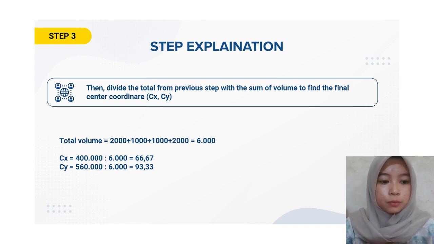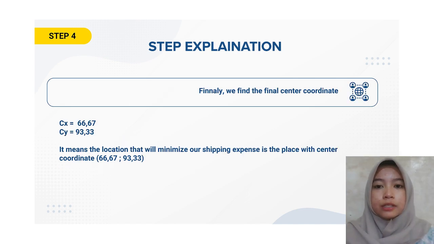And for the coordinate y, we have 560,000 as the total from the previous step, divided by 6,000 as the total volume, and we get 93.33. So this is the last step. Finally, we find the final center coordinate. For the coordinate x it is 66.67, and for the coordinate y it is 93.33.